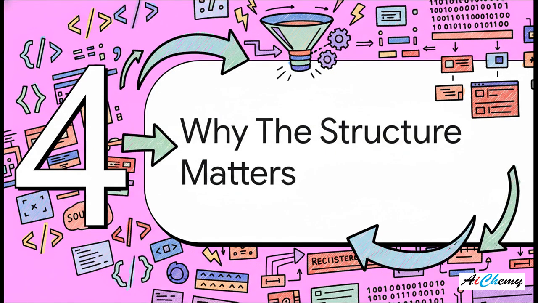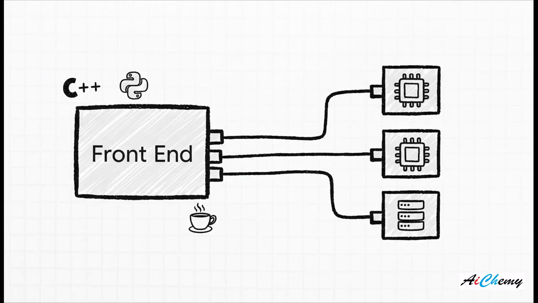Okay, so we've walked through the entire assembly line, we've seen all the parts. But that brings up a really important question. Why? Why is it structured exactly this way, with this very specific split between the front end and the back end? Well, the answer is actually incredibly powerful. Really, it all boils down to one word: portability.